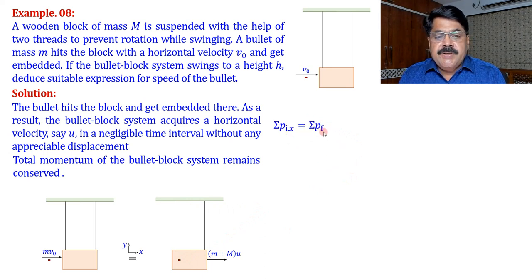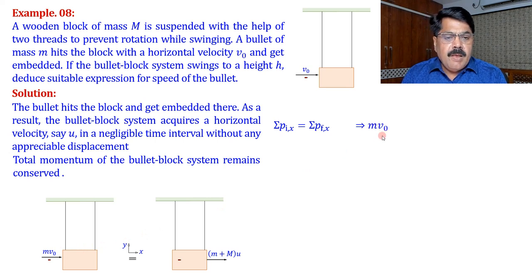So P_ix is equal to P_final x. What is P_ix? m v naught. What is P_final x? (M plus m) into u. Again, we are not interested in u, we are interested in v naught. So u we will substitute in terms of the height risen.